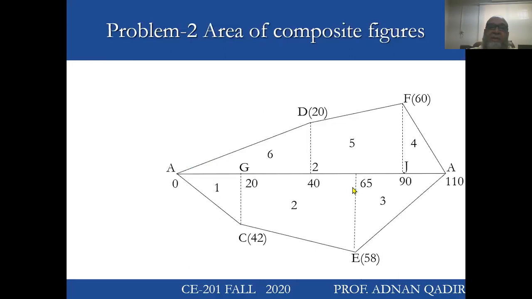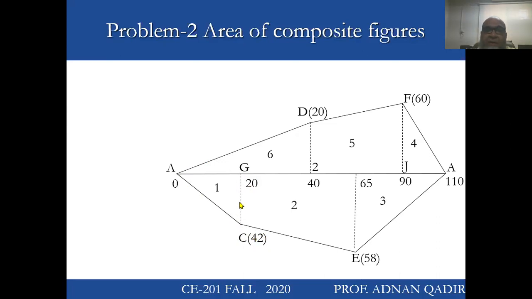Sorry, the distance between those 2 points is 20. So AG is 20, and the height of this triangle GC is in brackets. If I want to calculate the area of this triangle AGC, I need the base. Now this base is 20, and then I need the height. The height is 42. Obviously, the area of this figure will be half into 20 into 42.